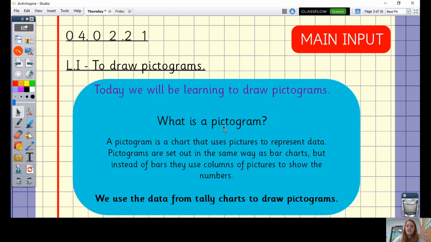Now, often we use the data from a tally chart. We still use a tally chart to collect the information quickly, but then we would draw up the information from the tally chart into a pictogram so that the information is much easier to read and to find out what the data is showing us. So let's have a look at what a pictogram looks like then.